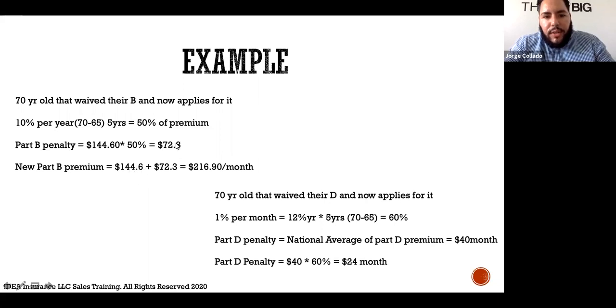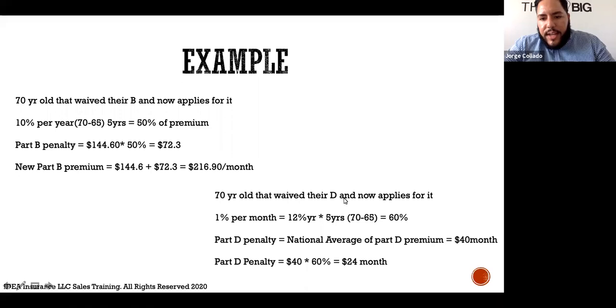On top of the regular premium, which is 144.60, now they have to pay this penalty every month for lifetime. Remember that every month for lifetime, they've got to pay that penalty. It's not a one-time penalty, it's actually every month. So they're going to be hit with a penalty, and now their new Part B premium is going to be $216.90. So that's how you calculate the Part B penalty. If you have a case like that and you're not sure, you can also let us know and we'll calculate it for you and help you out. But it's pretty much straightforward if you do the math.